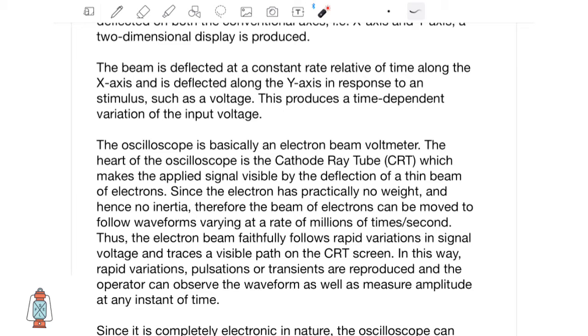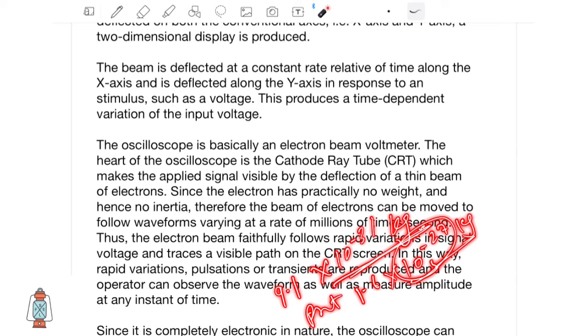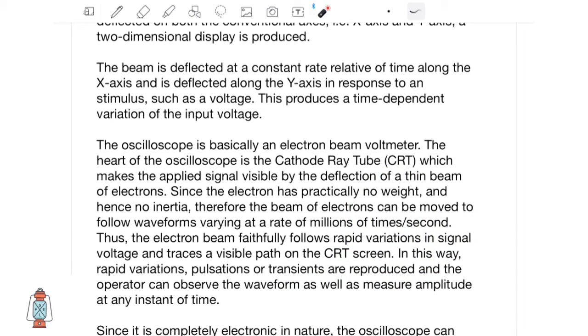First, it is easier to knock out electrons, and second, the electron has practically no weight. It is 9.1 into 10 to the power minus 31 kilogram, and this is the order. For a proton it is 1.6 into 10 to the power minus 27 kilogram. Although you can say it is also very small, in comparison to the electron it is 1000 times heavier. 1000 times heavier. It is a lot. Okay, so this is the thing.